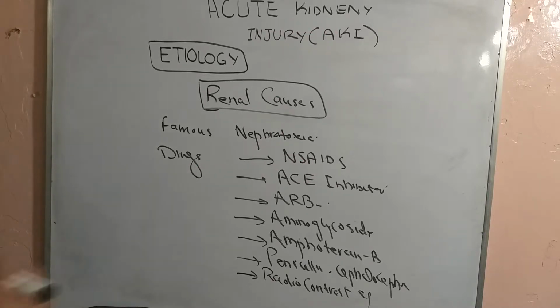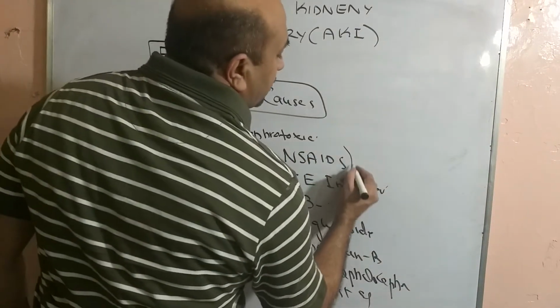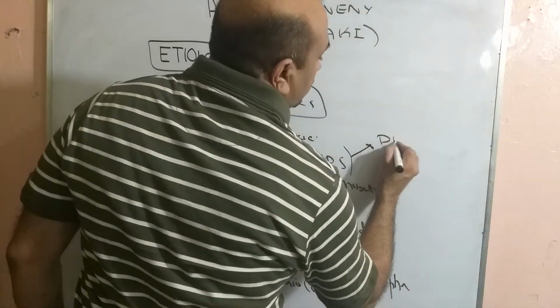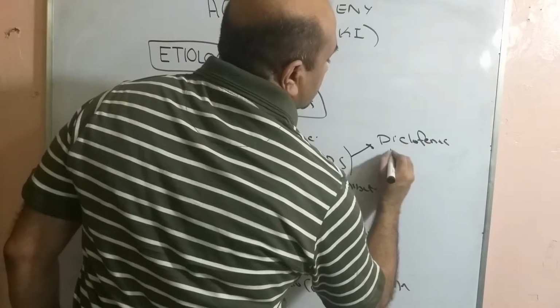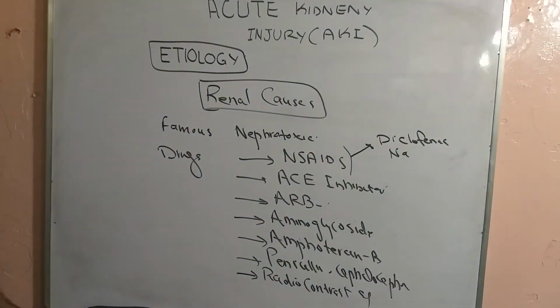non-steroidal anti-inflammatory drugs. For example, a very famous one is diclofenac sodium, but there is a long list of the NSAIDs. There can be ACE inhibitors like captopril, enalapril, lisinopril, perindopril. There can be angiotensin receptor blockers like losartan, valsartan, telmisartan, irbesartan. There can be any sort of these drugs.